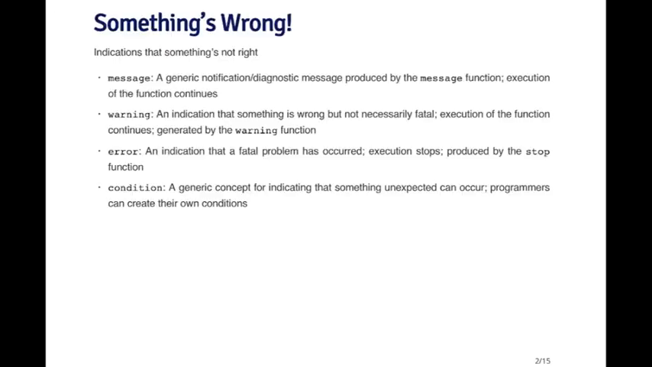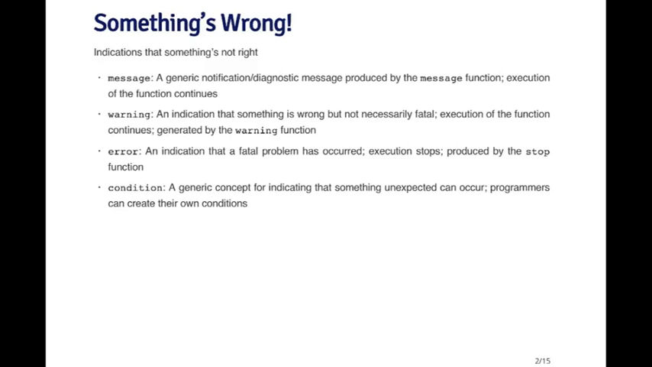So how do you know that there's a problem? There are a couple of indications that R will produce that will give you the sense that there's something going on. And this is roughly the gradient. I think I mentioned this before, but basically there are three main types of indications. The first is a message. And a message is a very tame notification. It could be a diagnostic message that something happened, but it could be nothing. Okay, and so the message won't stop your function from executing.